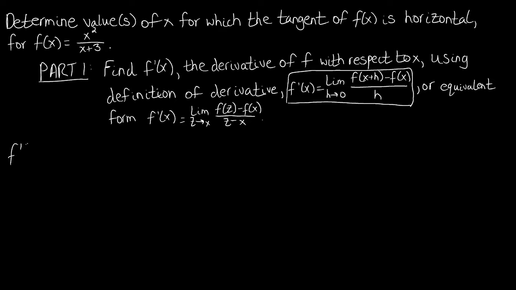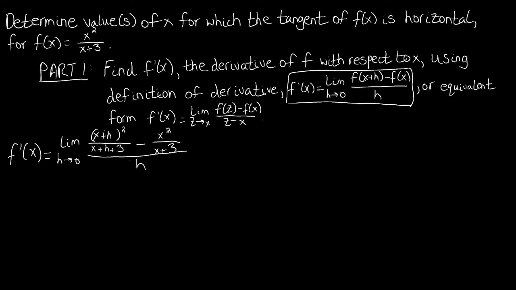Okay, so we're going to use the definition, like I said, that's in the box. So we have f prime of x is the limit as h approaches 0 of f of x plus h. So we're going to change f of x to f of x plus h. So this is going to give us (x plus h) squared over (x plus h) plus 3. And then we're going to subtract f of x. So we're just going to rewrite the function that we were given, x squared over x plus 3. And this is all going to be over h.